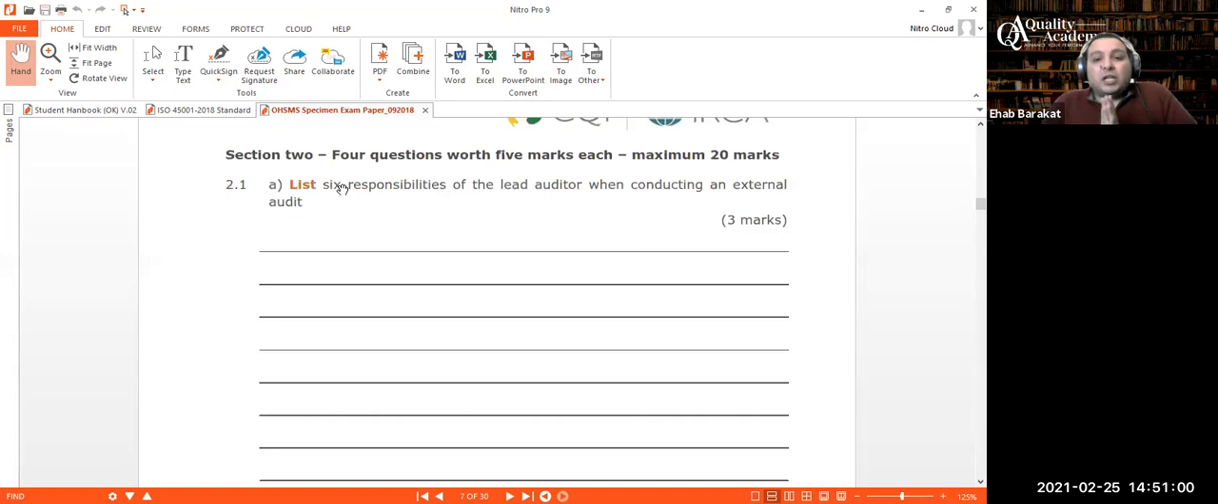Section 2 is all about the ISO 19011 and auditing technique. And you will not have any standard, neither the ISO 19011 nor the ISO 17021, with you during the exam. So you shall write from your understanding. List 6 responsibilities of the lead auditor when conducting an external audit. What are the responsibilities of the lead auditor?